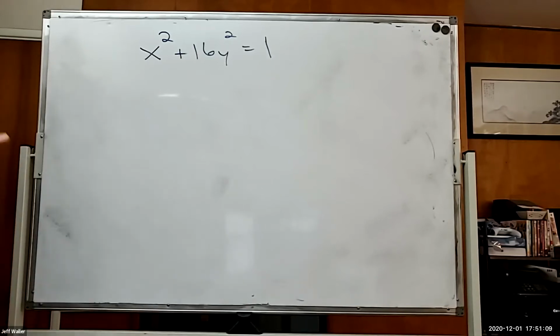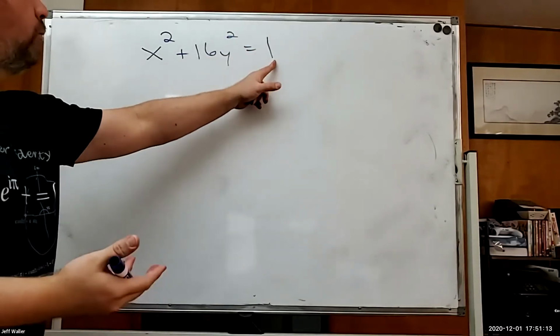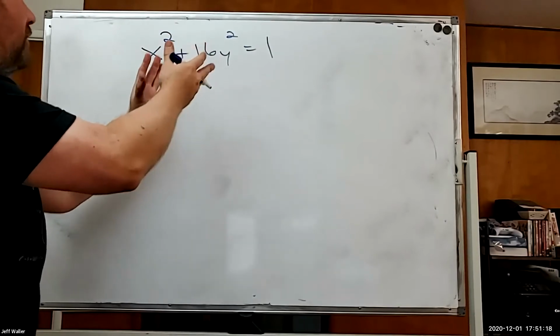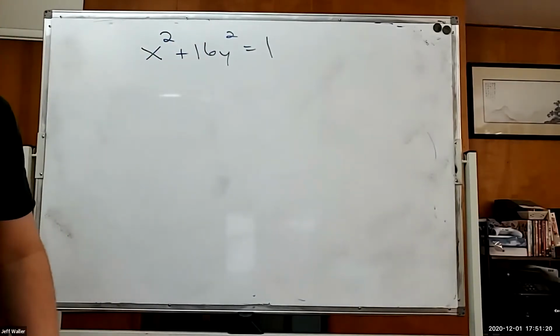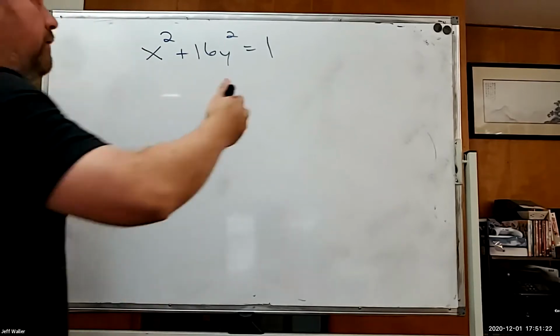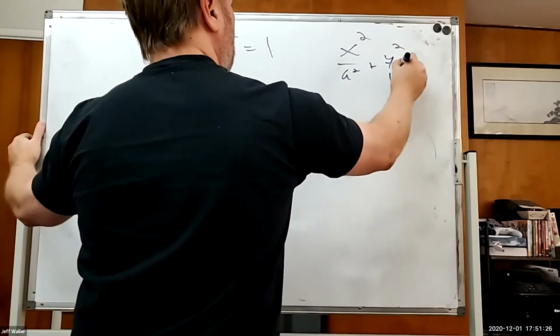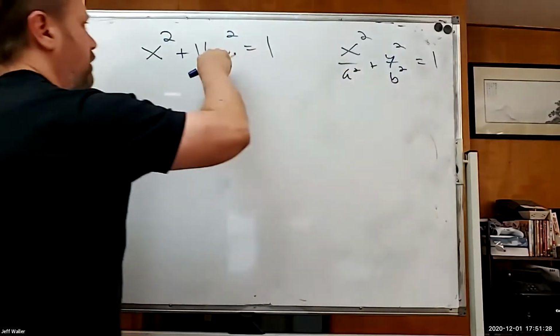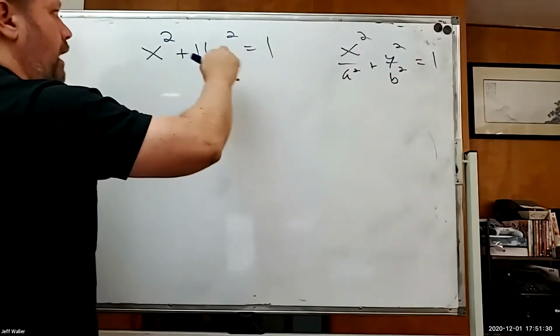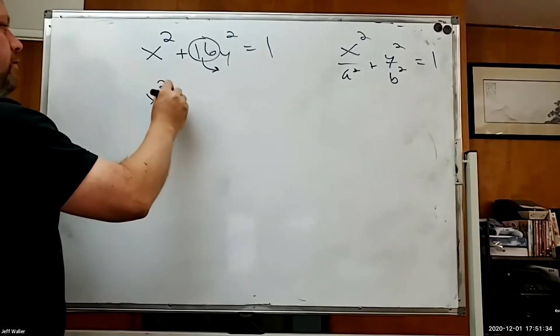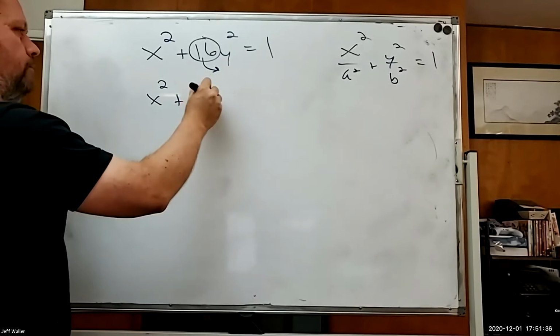What do I do? That's a 1. It has to be a 1. That's not a part of the thing. How do I write this underneath so that it's still mathematically the same?